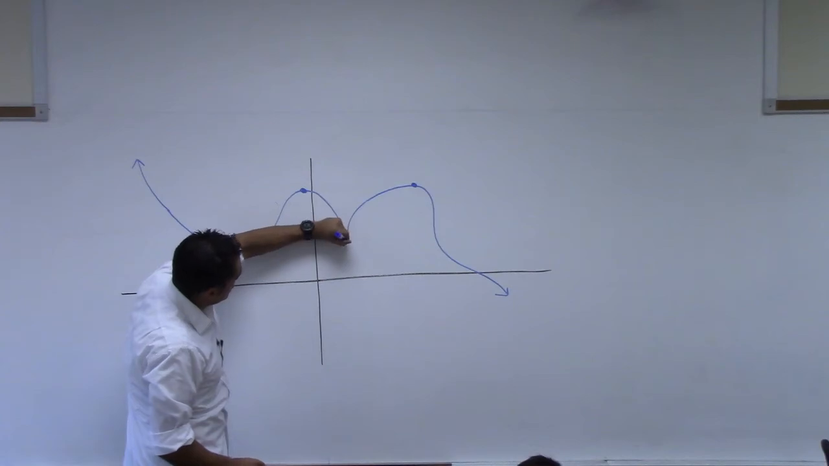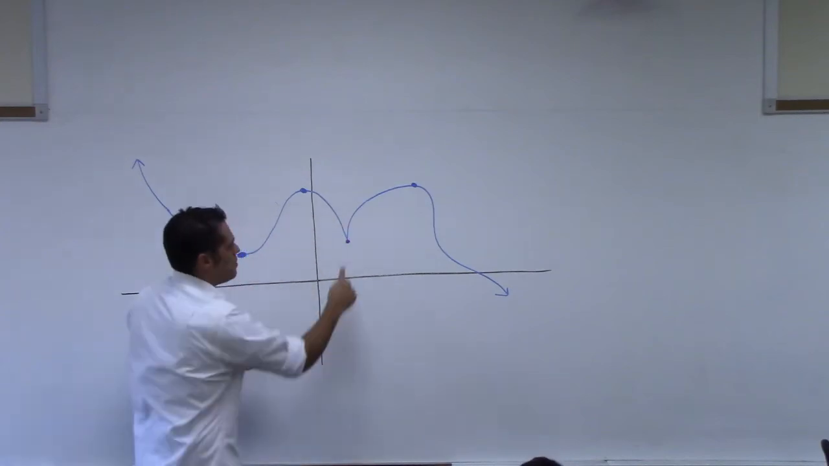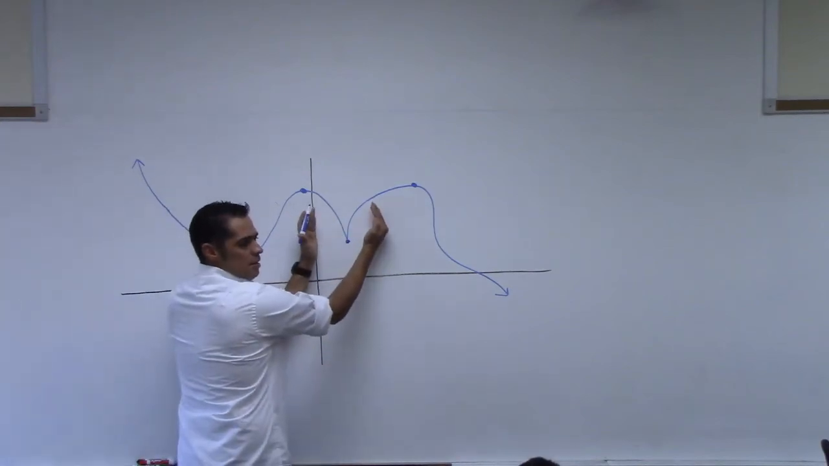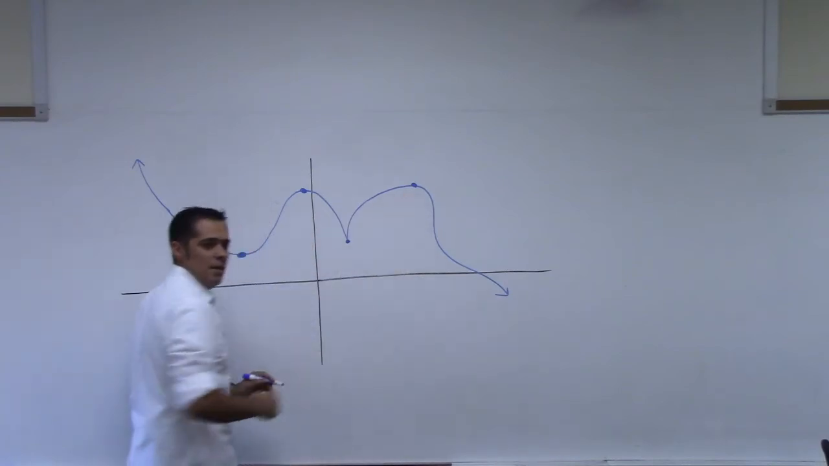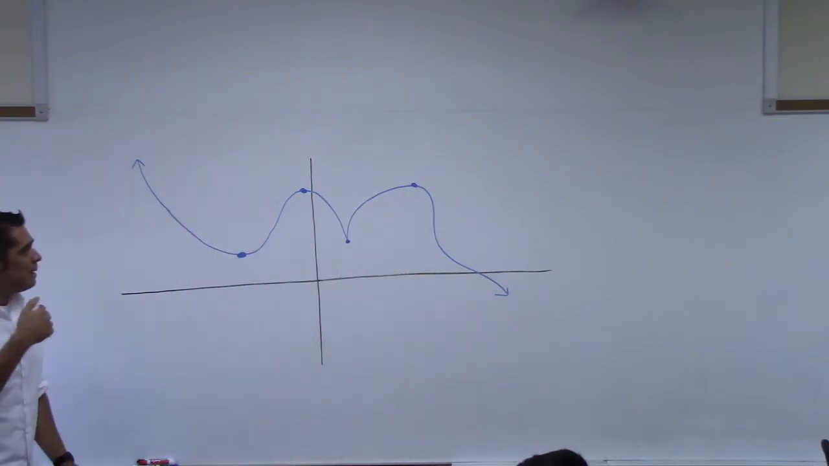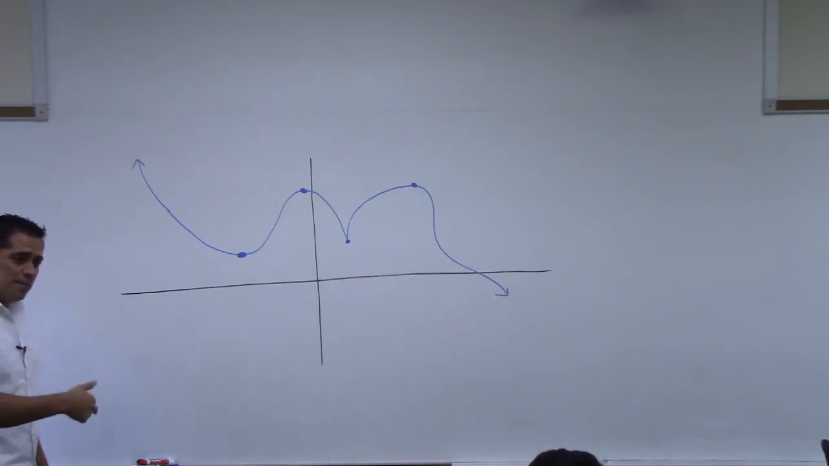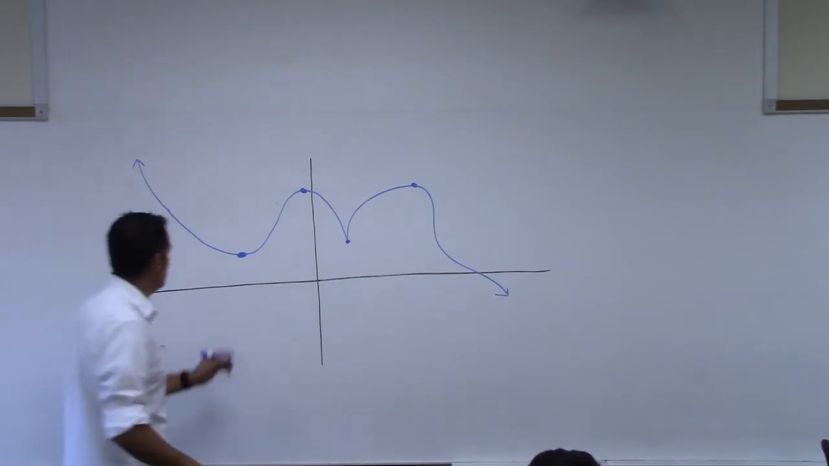How about this point right here? Is that the lowest point on the graph right in this little region? Yes. Highest point? Yes. So these points are actually important to us. They are called local minimums and local maximums, and I'm going to label them as such.